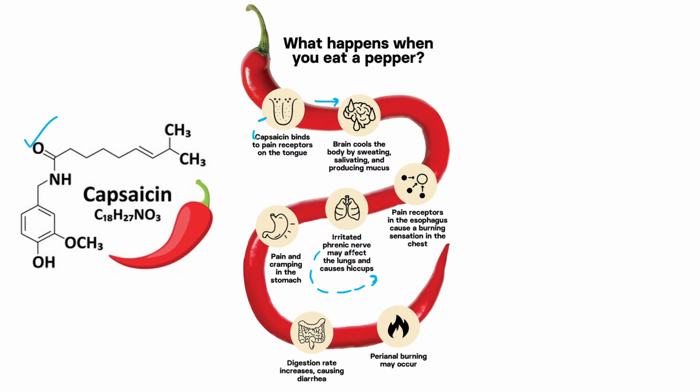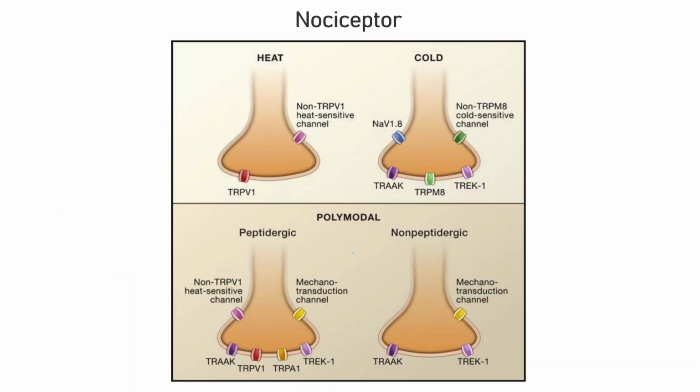Okay, so it is because of the binding of this compound capsaicin that we have the different responses that we get when we eat pepper or chili. So these are the kinds of nociceptors: your heat receptors, which is the TRPV, or the cold receptors, and then the polymodal receptors, which can either be peptidergic or non-peptidergic. As the name suggests, peptidergic means it's going to bind to some small peptides, and non-peptidergic means it doesn't need small peptides to get stimulated.